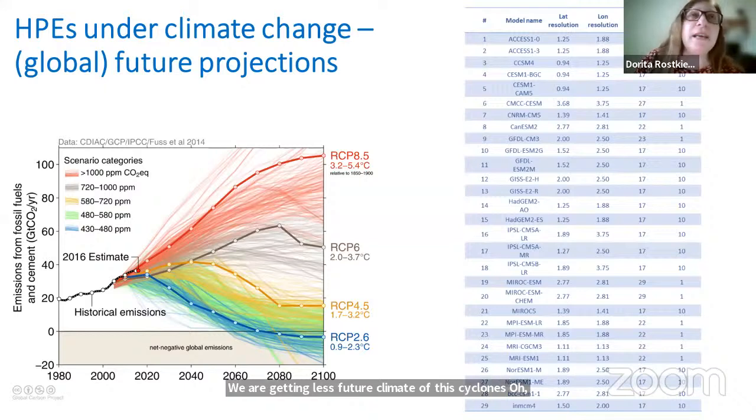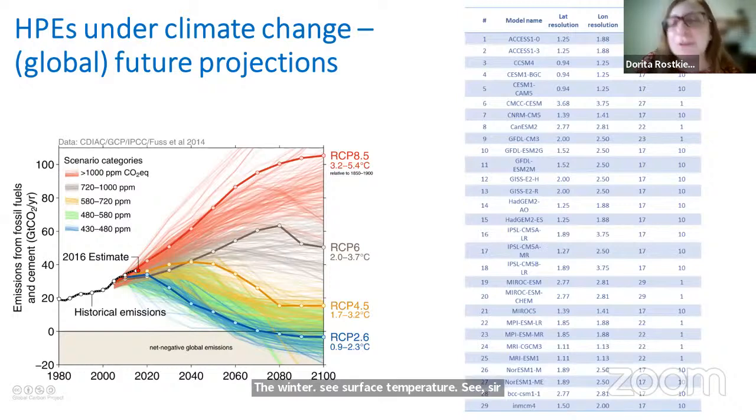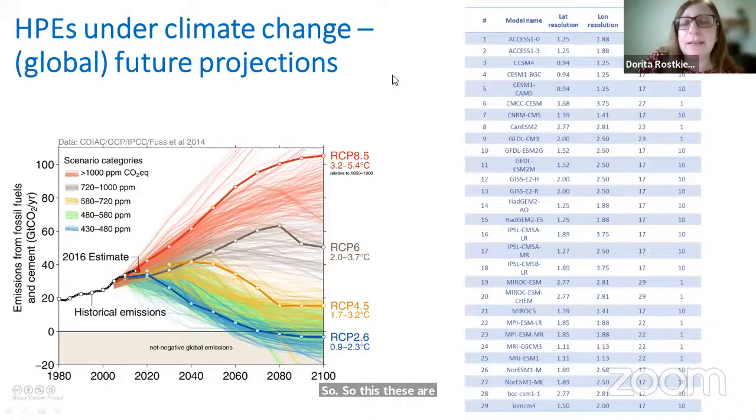Also, the winter sea surface temperature and land surface temperature gradient is seen to diminish in the future, and this is also affecting it. So these are some of the reasons that we have analyzed.